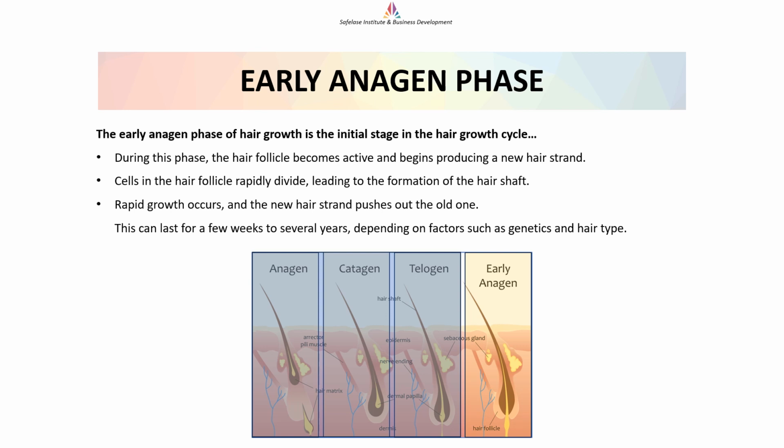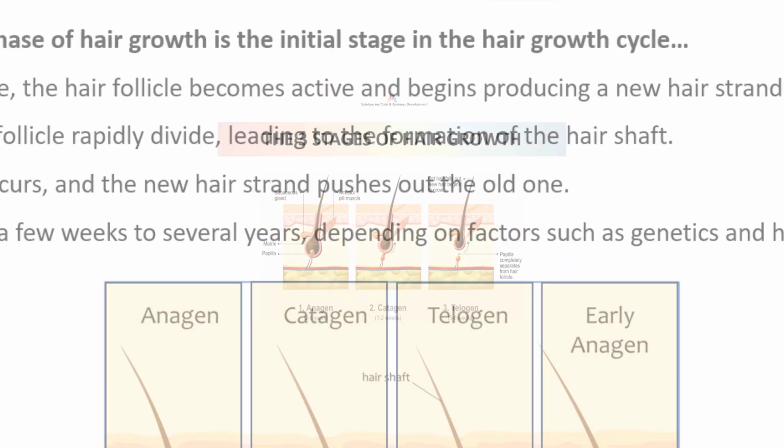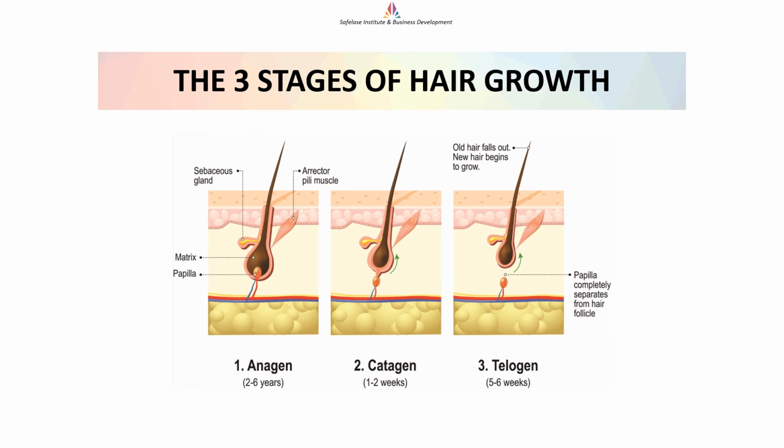In summary, the early anagen phase is the beginning of the hair growth cycle, marked by the active production of a new hair strand with rapid growth. Let's review one last time the 3 stages of hair growth as it appears in the diagram below and that has been covered in this section, showing the anagen, catagen, and telogen phases.